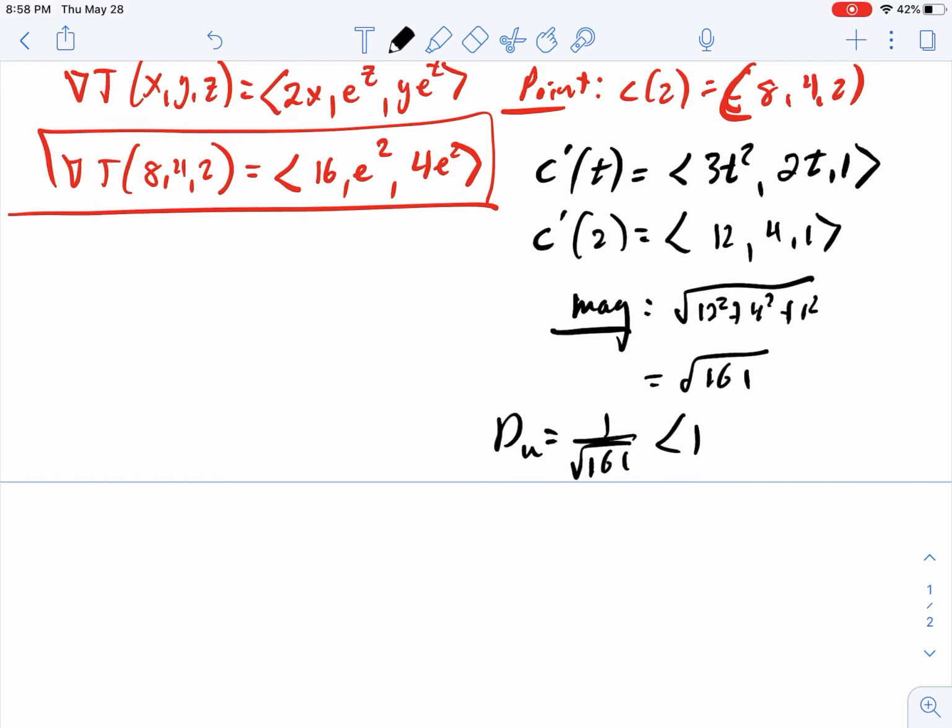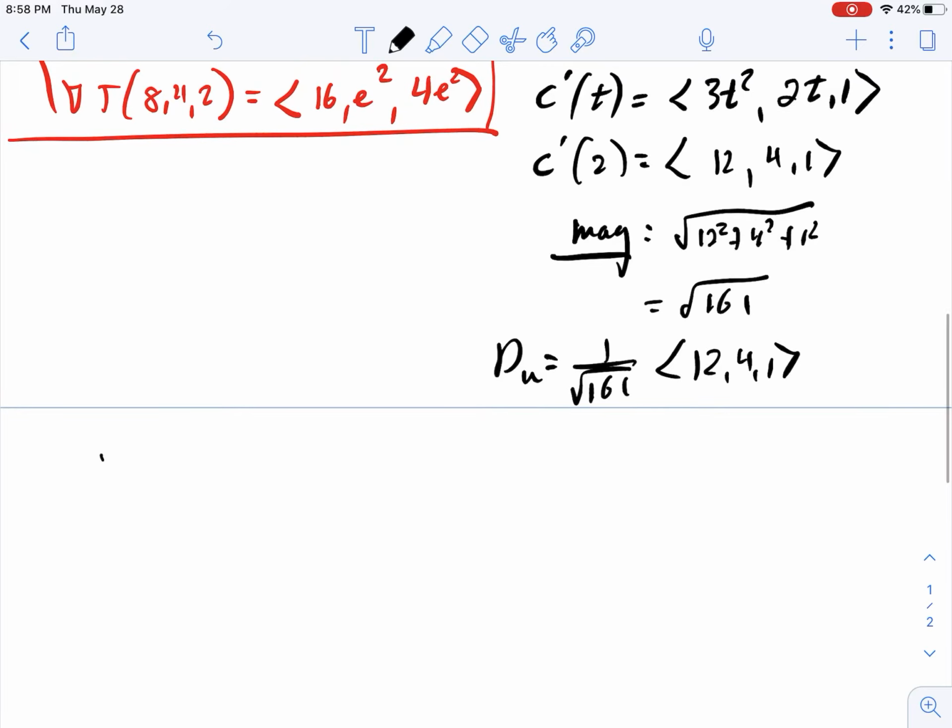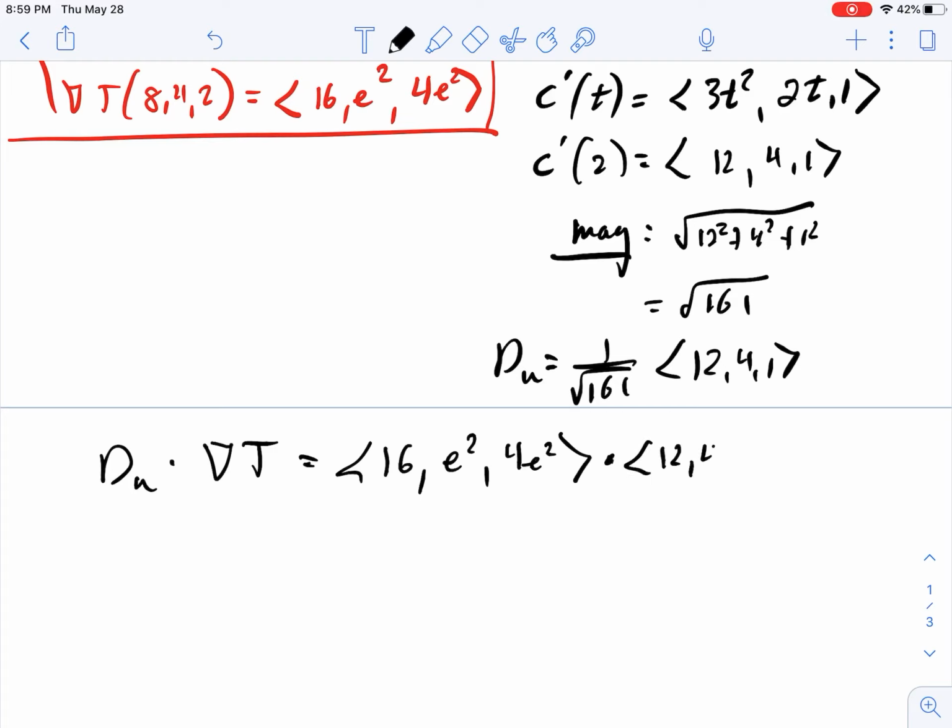Therefore, the directional derivative would be 1 over square root of 161 of 12, 4, 1. And therefore, take the directional derivative, dot it with the gradient, and what I'd have is 16 e squared, 4 e squared, dot it with 12, 4, 1, and we have 1 over square root of 161. Okay. All right. Quick review.